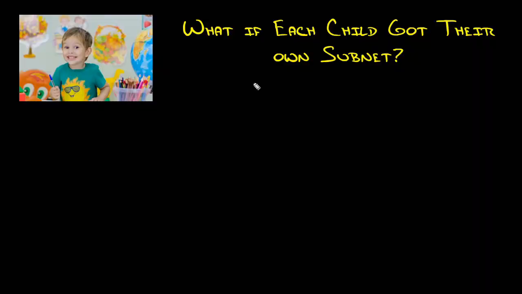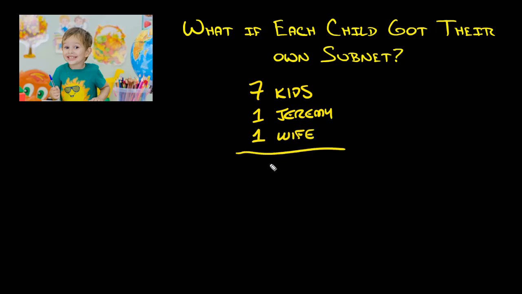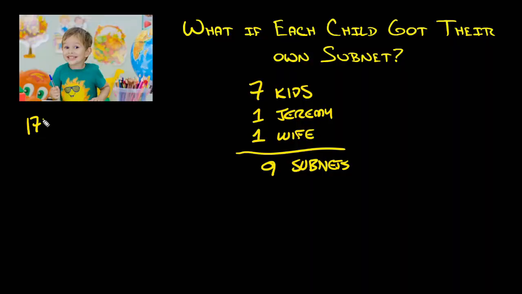With my family, we expanded that quite some time ago. Want to see? The Cioaras actually have 7 kids. There's 1 Jeremy and 1 wife. That gave us a total of 9 subnets. Now, I knew that would severely limit the host addresses for the kids if I used a Class C subnet, so we went with the Class B. 172.30.0.0/16 was our starting point, which in binary looks like this.